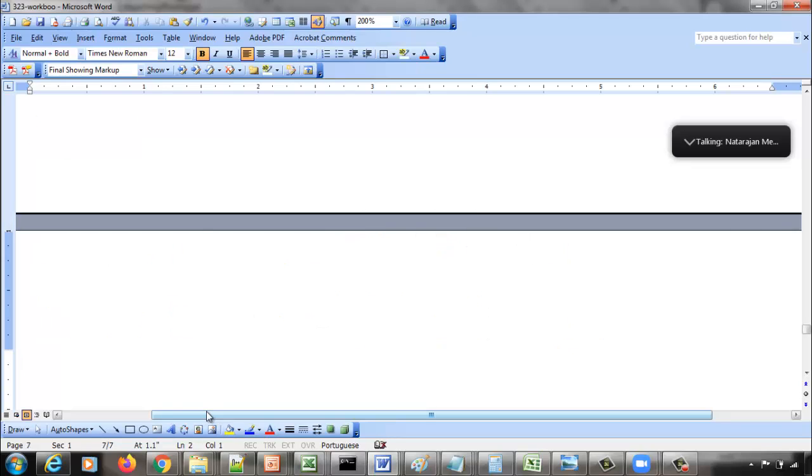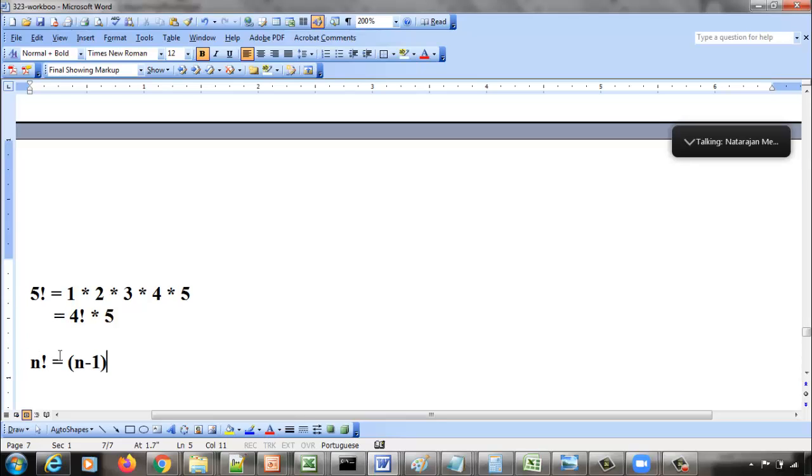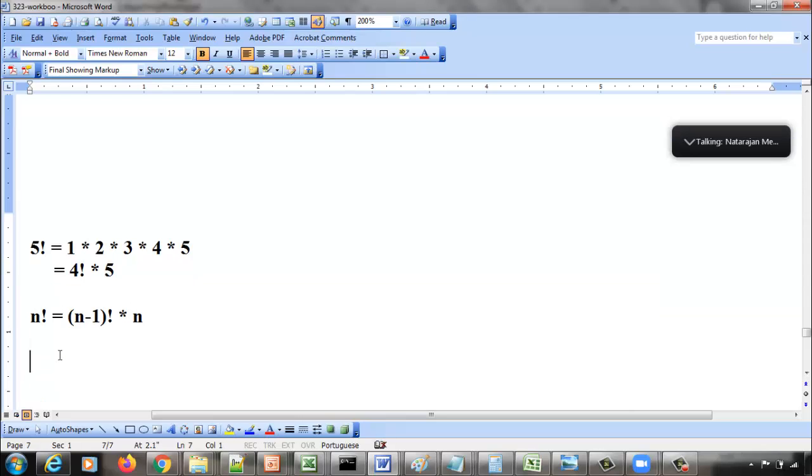So one classical example we can use to understand recursion is the factorial problem. We know n factorial can be written as n minus 1 factorial times n. So for example, if I want to compute 5 factorial, let me explain how we get this. 5 factorial is nothing but 1 times 2 times 3 times 4 times 5. So this 1 times 2 times 3 up to 4 can itself be considered as 4 factorial times 5. So in general, I can say n factorial is n minus 1 factorial times n. So that's how we get this.